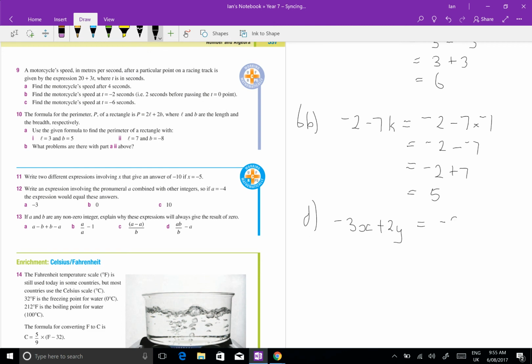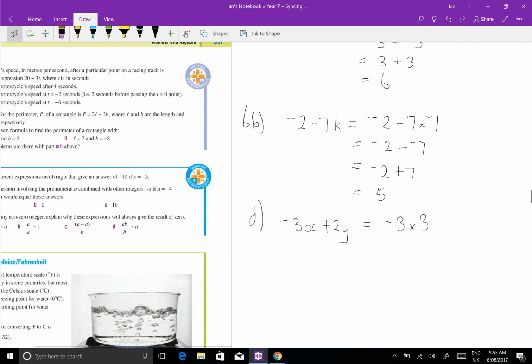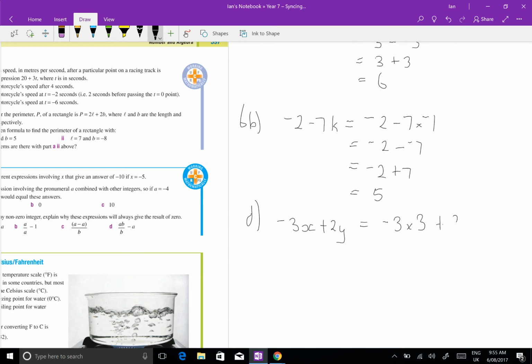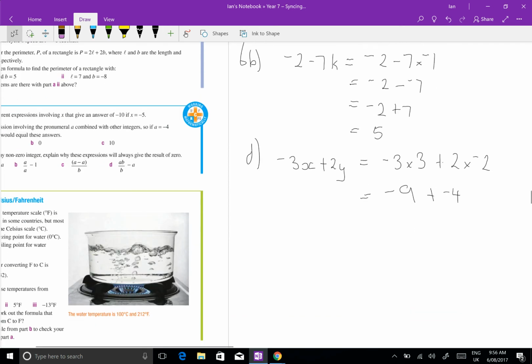Okay? Let's now substitute into our pronumerals the values for x, 3, and y, negative 2. So negative 3 times, put 3 in for x, plus 2 times negative 2, put in negative 2 for y. Negative 3 times 3 is negative 9, plus 2 times negative 2 is negative 4. Negative 9 plus negative 4 will give me negative 13. Again, you can do that on your calculator.